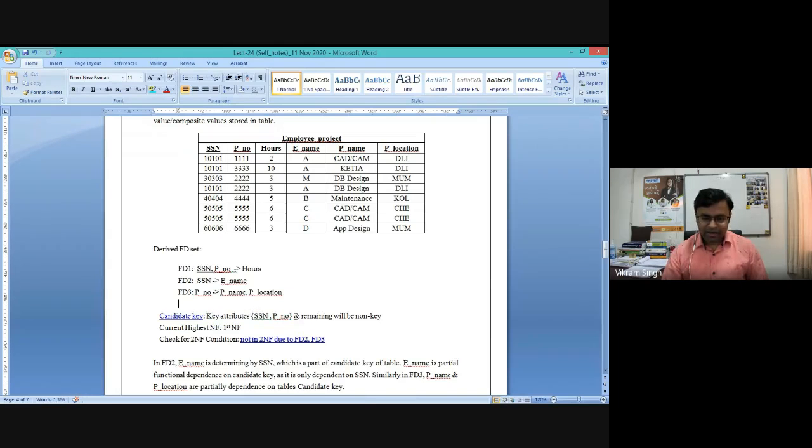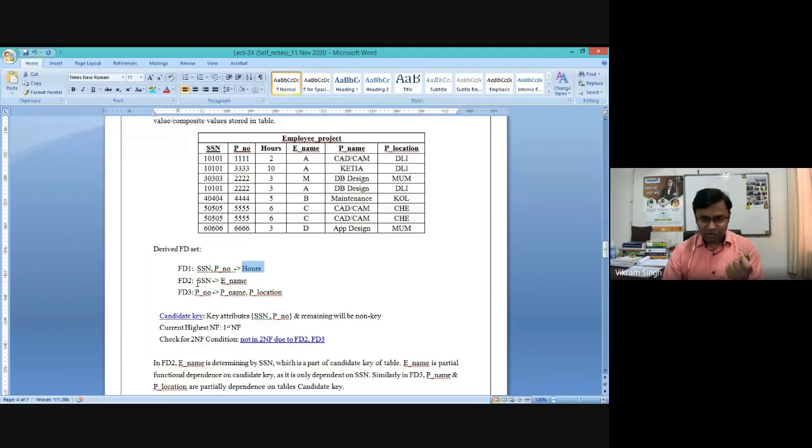So once the candidate key is determined, you can apply the definition of second normal form. In the very first FD, SSN and P number, the whole key is used to determine a non-key. Except SSN and P number, all other attributes are non-key. So whether FD1 satisfies the second normal form condition or not: because SSN and P number is the key for this database table, and for this FD we are using the whole key to determine a non-key attribute, FD1 is okay.